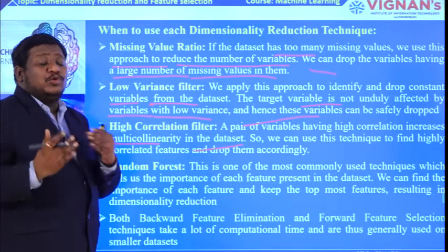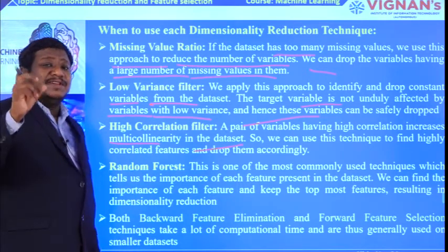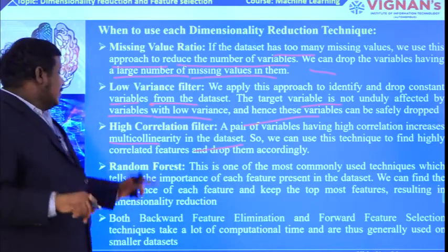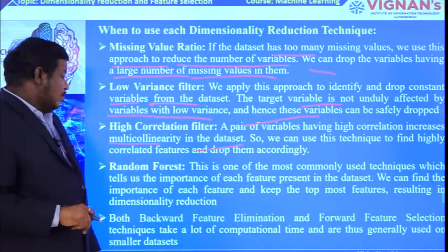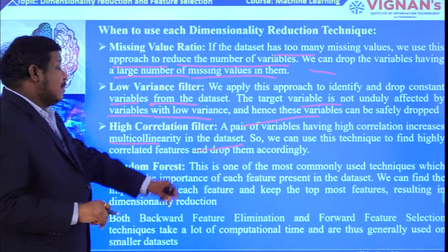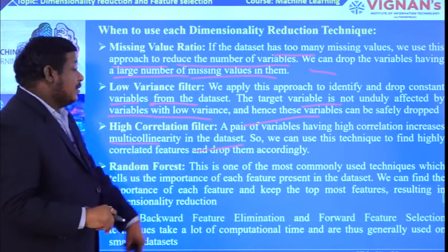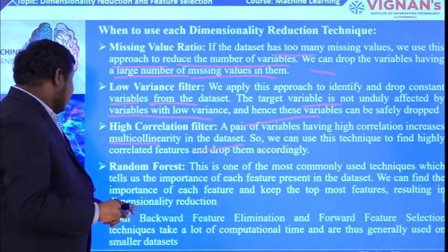So, if you have two similar types of variables which have similarity between them, and you need to reduce the size of those two variables, then use the correlation filter model. Random forest is one of the most commonly used techniques. We can find the importance of each feature and keep the topmost features, resulting in dimensional reduction.